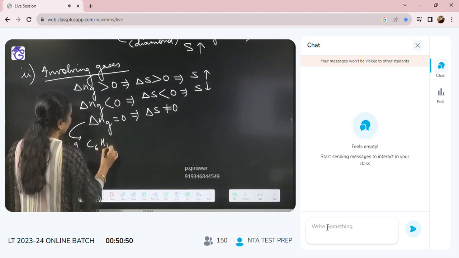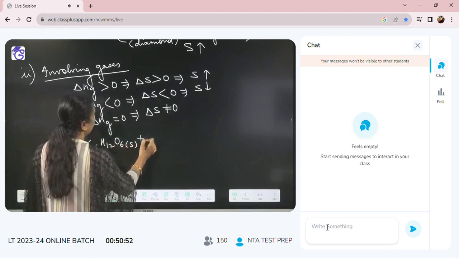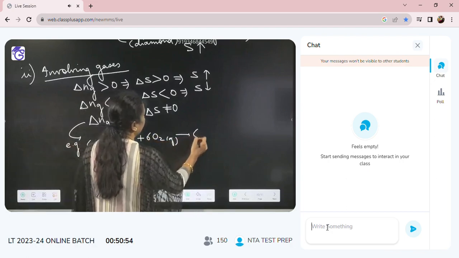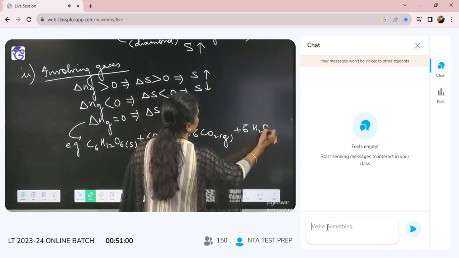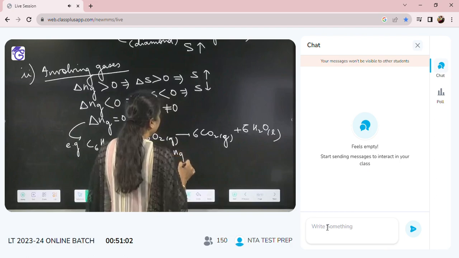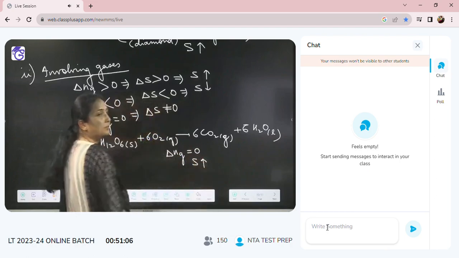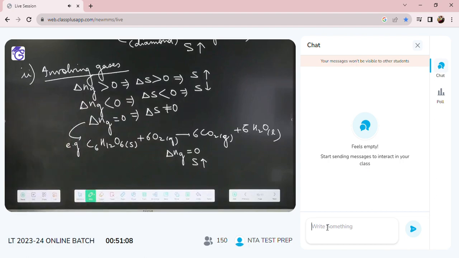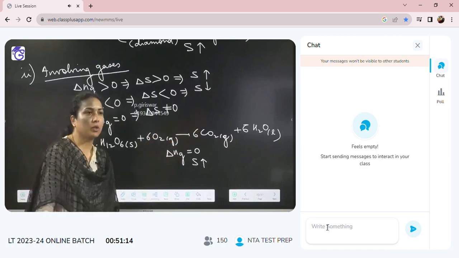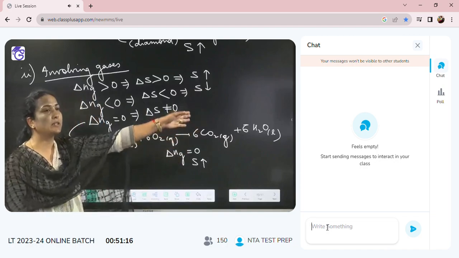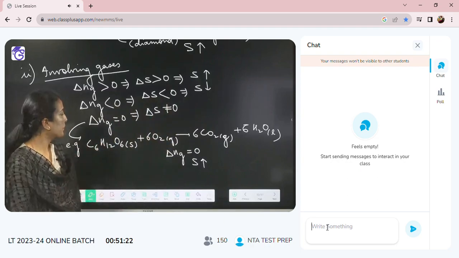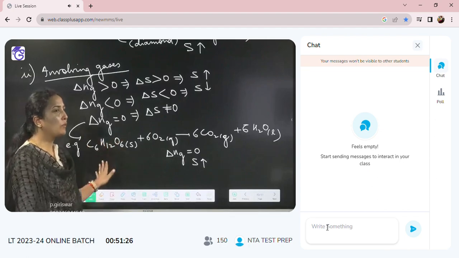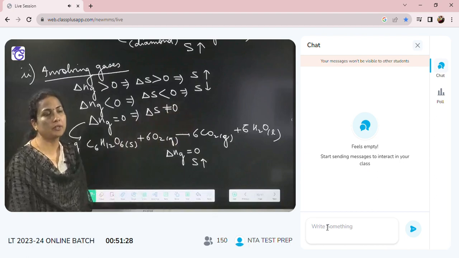Let us take combustion of glucose, C6H12O6 solid, plus 6 O2 gas, giving you 6 CO2 gas plus 6 H2O liquid. Here if you see, delta Ng is 0, but still I say entropy increases. Reason being, you forget about the common factor. What is the common factor here? 6 moles of the gaseous reactant and 6 moles of the gaseous product. Then what is left? You have 1 mole of the solid and 6 moles of the liquid which is getting formed.